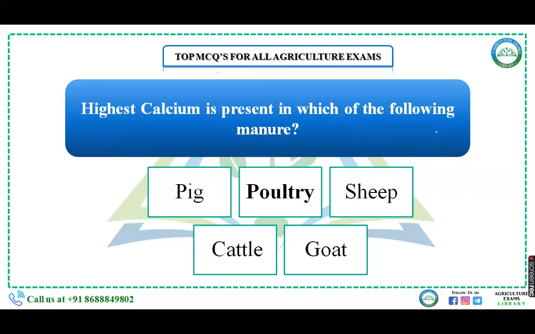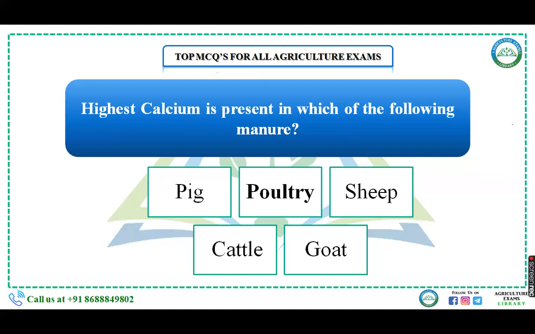Highest calcium is present in which of the following manure? They have asked the question from the nutrient content of the various animals' manure. According to the options: pig, poultry, sheep, cattle, and goat. They have asked highest calcium is present in. Then see, highest calcium is present in poultry. Highest calcium will be present in poultry.